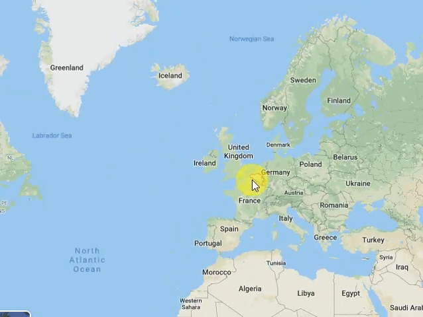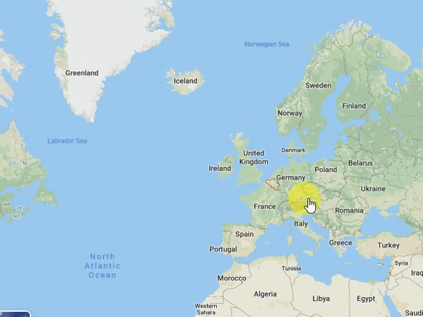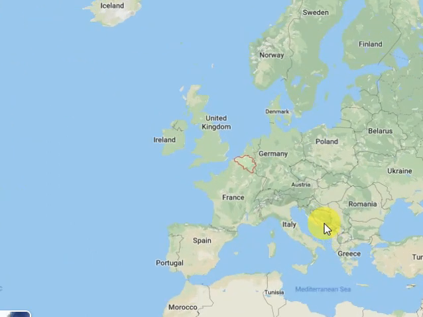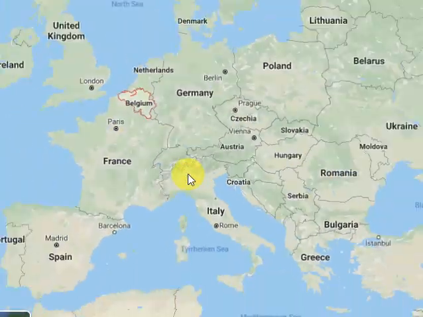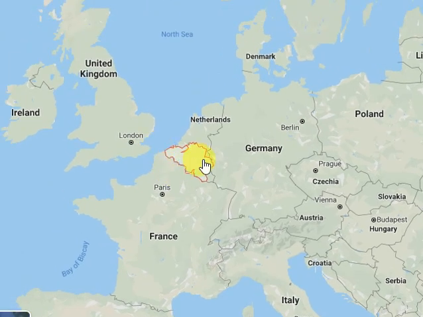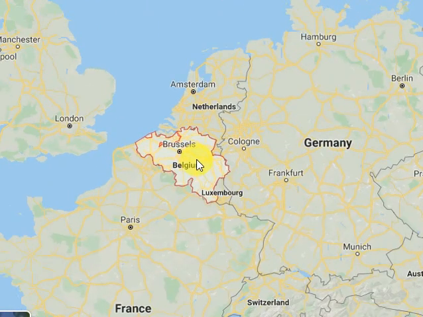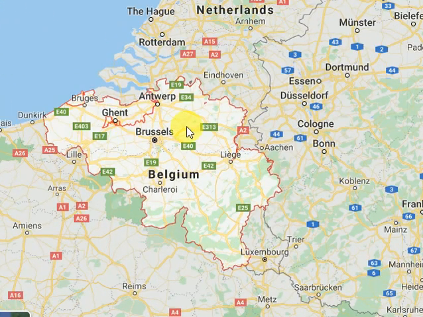This is the exact location on the world map. If you take it as situated in the north, near the North Atlantic Sea, the Northern Sea, near Greenland also, this might be a colder country. So Belgium again. This is the capital Brussels, and different cities also you can have a look.